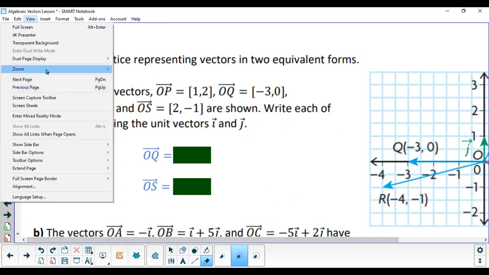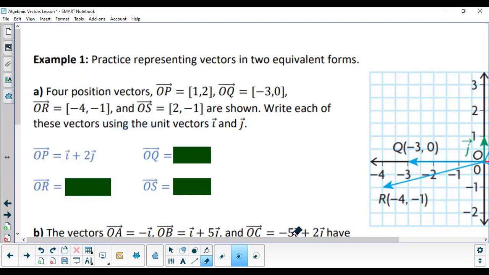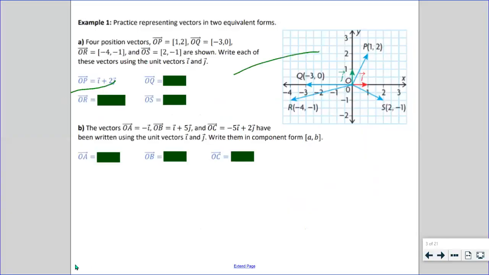Let's zoom in a little bit more. Nope, that's enough. Trying to make this a little bit bigger and it's not letting me. Screen. Sorry, kids.